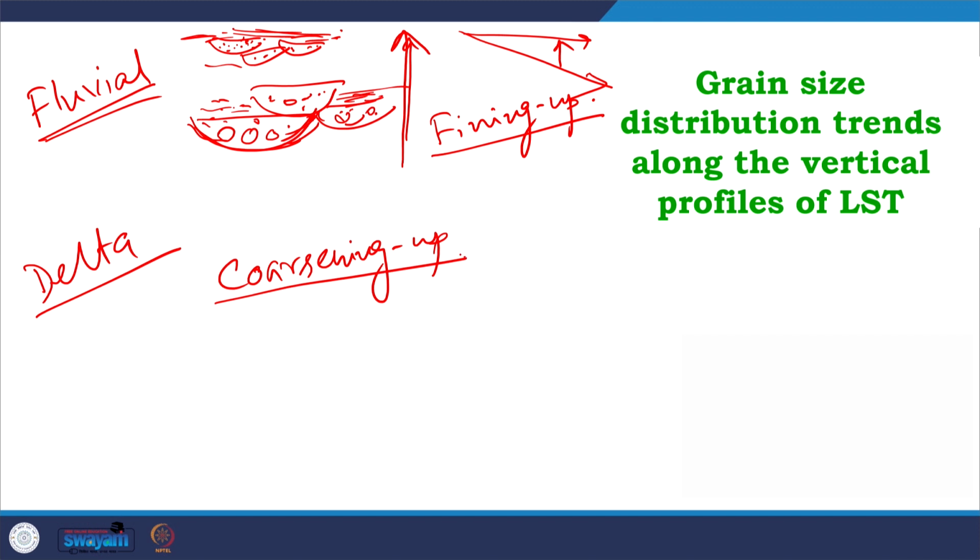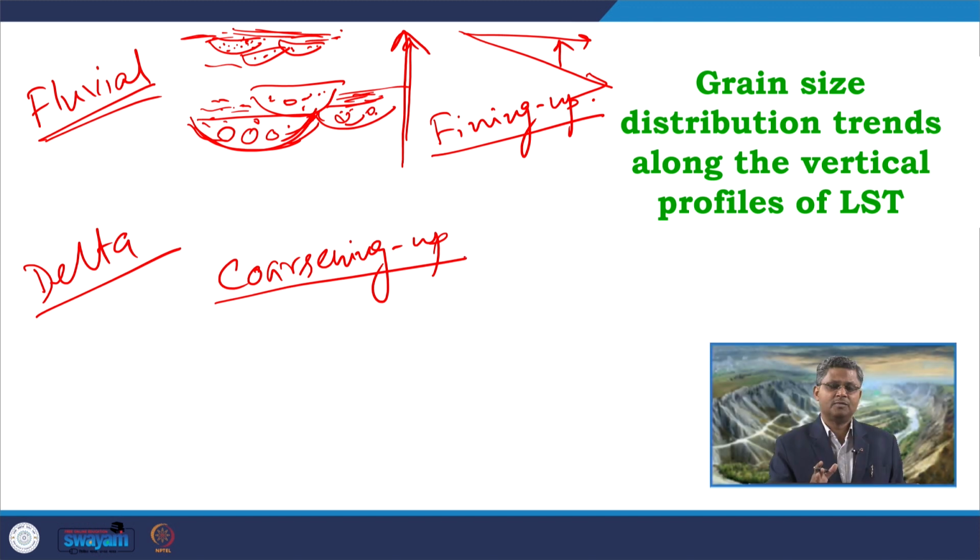If I look at any single section, it will always show a coarsening upward pattern with respect to the grain size distribution within the delta lobe. But if I look in the onshore to offshore direction, there will be a gradual decrease in average grain size. So in the horizontal direction there will be a decrease in average grain size, while in the vertical direction it will always be a coarsening up succession in the deltaic part.